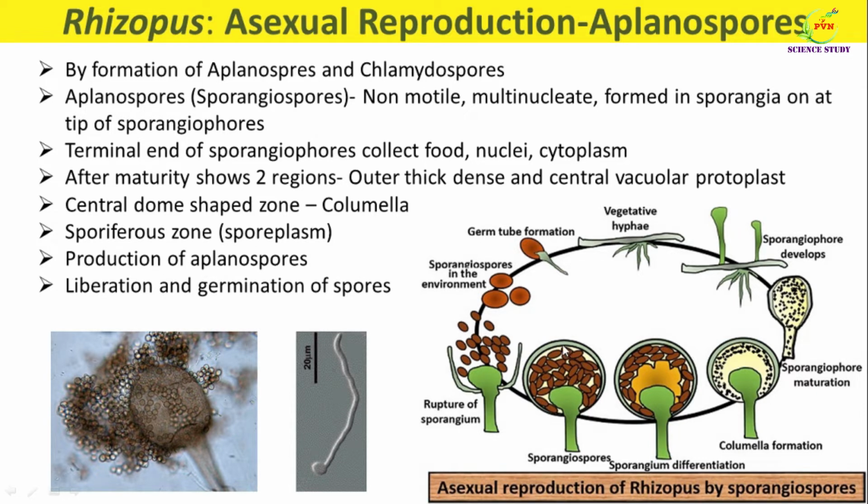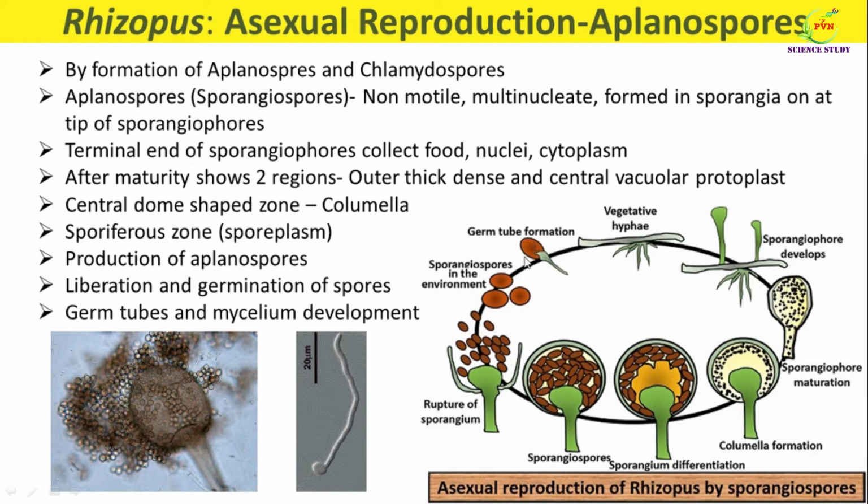After maturity, the wall of the sporangium breaks. It is ruptured, and as soon as it is ruptured, all the aplanospores which are present inside this sporangium are liberated outside. The spores are dispersed by wind. After liberation, spores rest on the substratum, and the spore germinates immediately to produce a germ tube. So this is the spore and this is the formation of the germ tube.